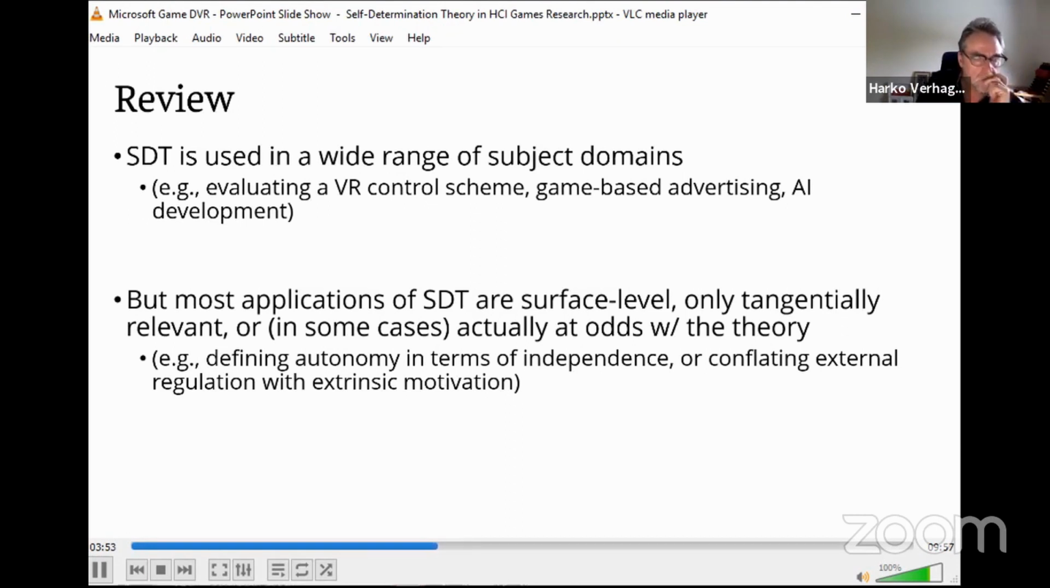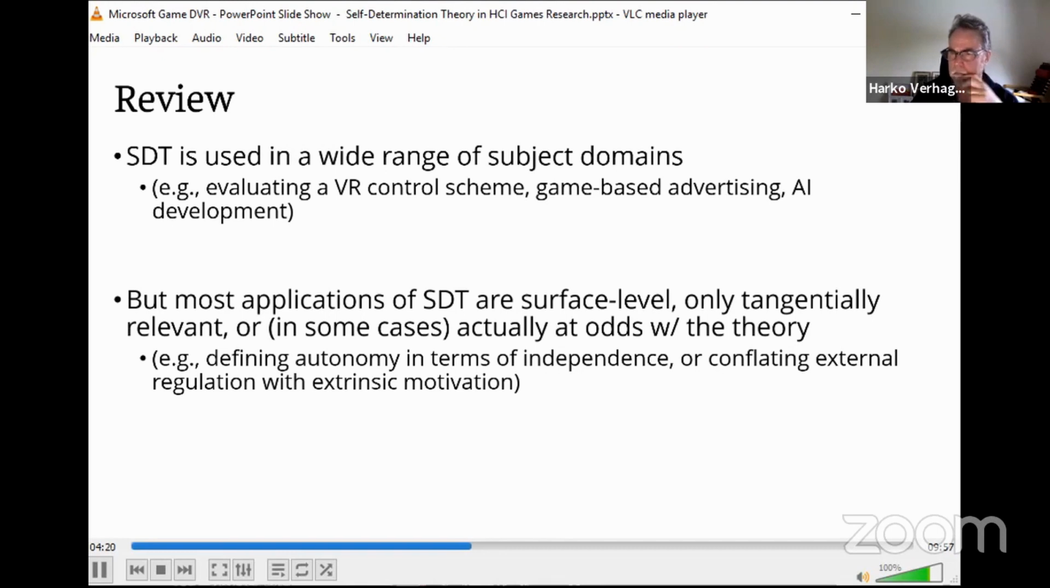Some examples, I guess, defining autonomy in terms of independence, which actually frequently happens outside games research as well, and indeed the main SDT authors have written at least once about what autonomy is and why it's not independence or control.